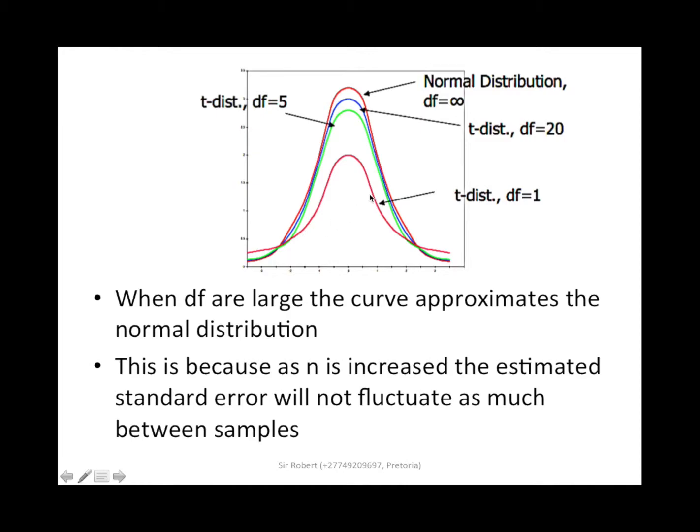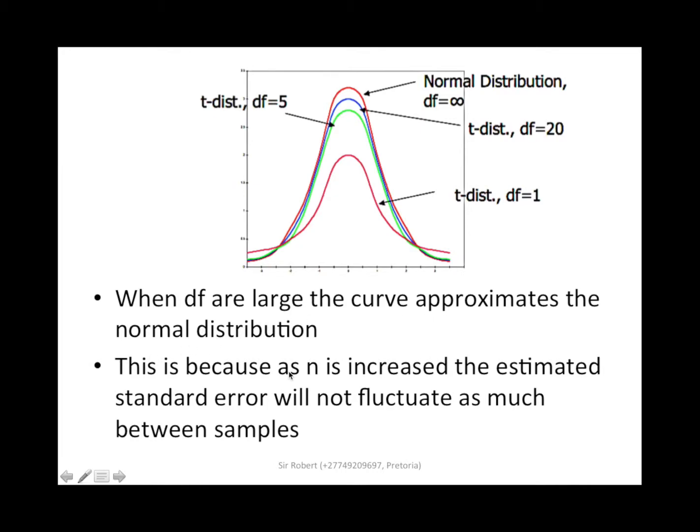We can see that when the degrees of freedom is equal to 1, it's small and forming this shape. When the degrees of freedom are increased to 20, you can see it's coming towards the normal distribution. This is 5 for the green one, and 20 is for the blue one. For the normal distribution, the degrees of freedom are infinite. So as the degrees of freedom increase, the t-distribution approximates the normal distribution. When df is large, the curve approximates the normal distribution.